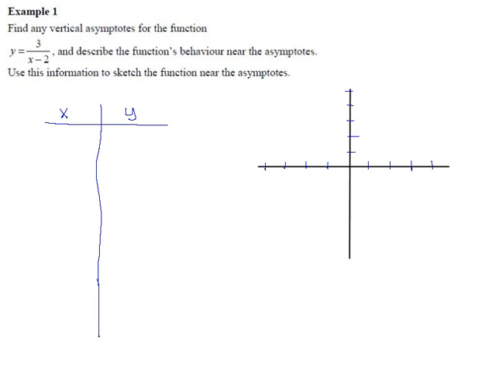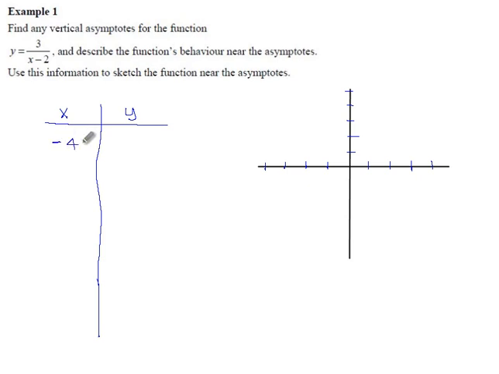Find any vertical asymptotes and describe the function's behavior near the asymptotes. Okay, well this is the first one we've closely looked at asymptotes with, so let's take a good detailed look at what goes on here. I'm making a table of values, and we're just going to throw some numbers at this function to see what its general behavior is.